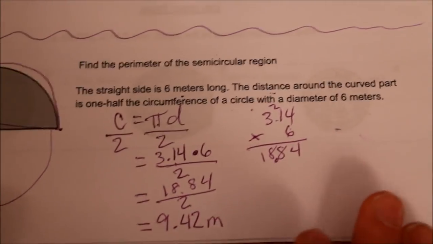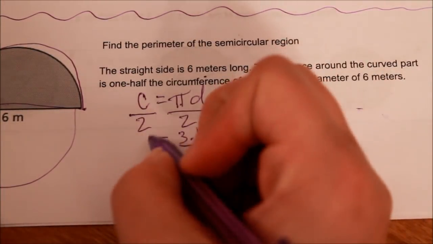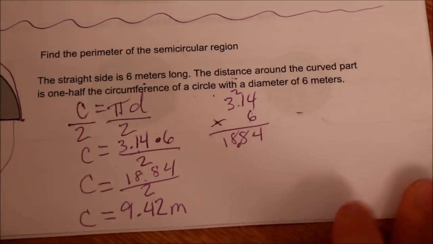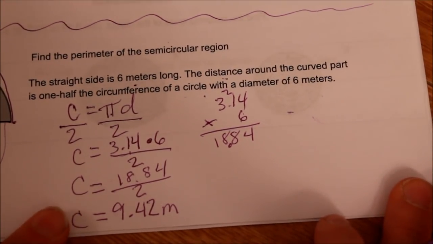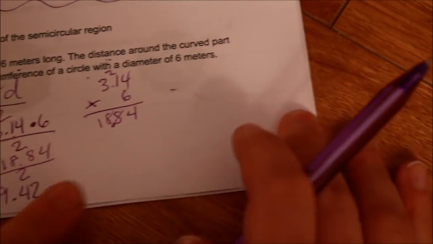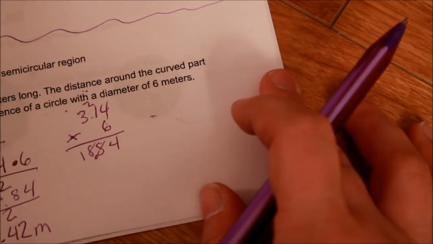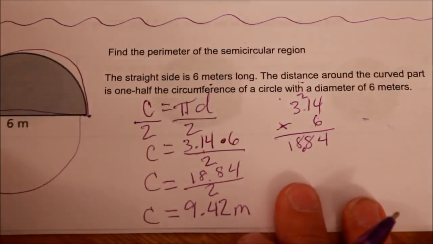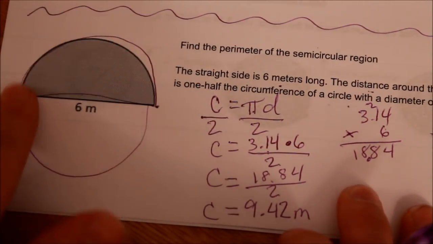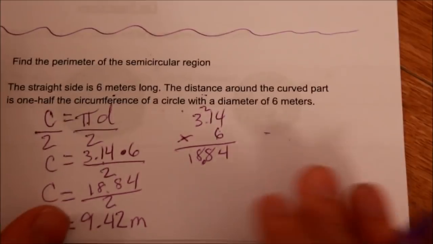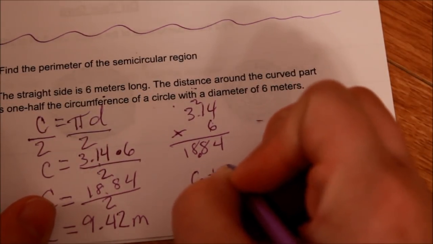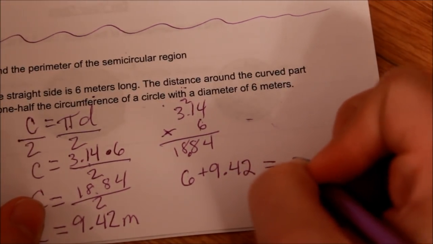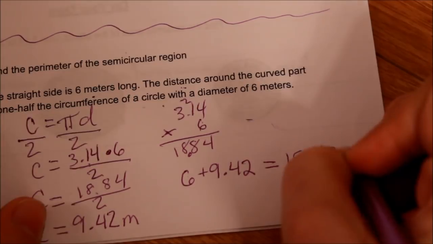So now that's not the end of it. We've just now found the circumference. We want the perimeter. So that's the circumference of the semicircle. What we want is the perimeter. So we are going to take the diameter plus the circumference and add them together. So we're going to do 6 plus 9.42, which equals 15.42 meters.